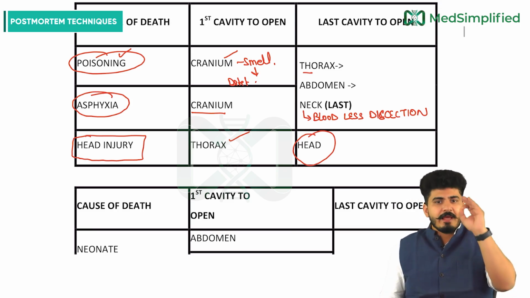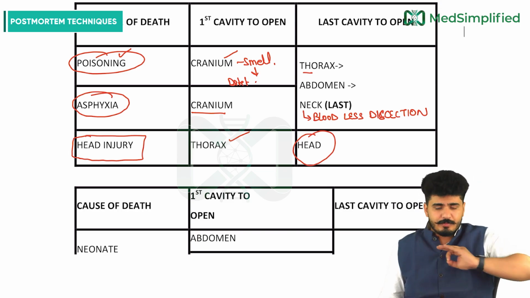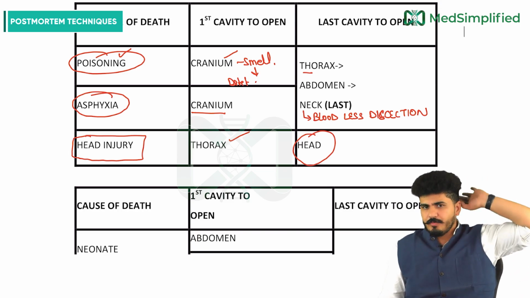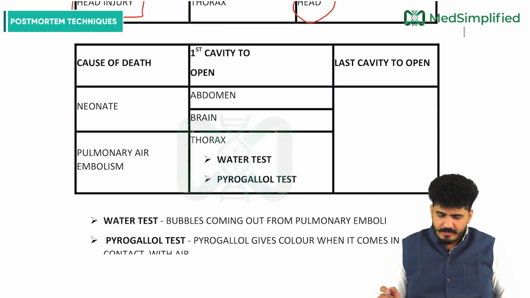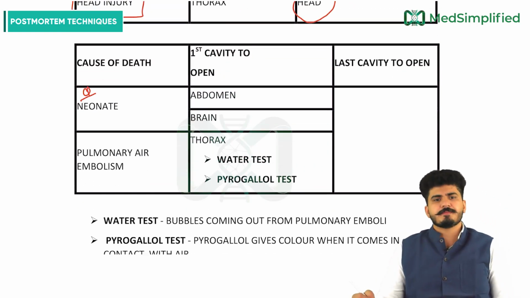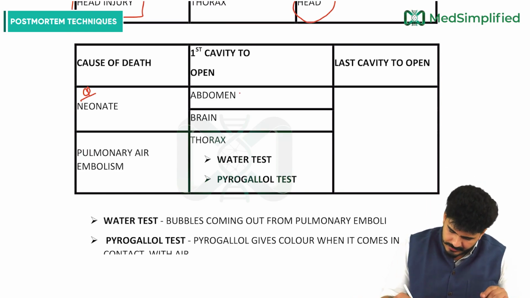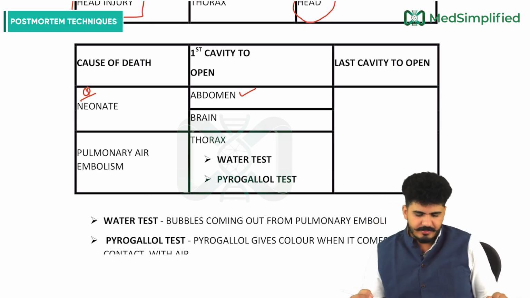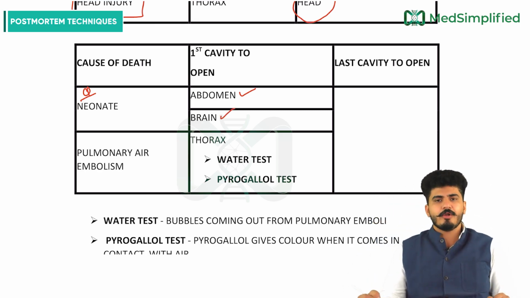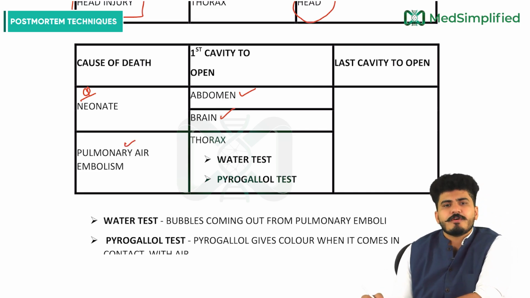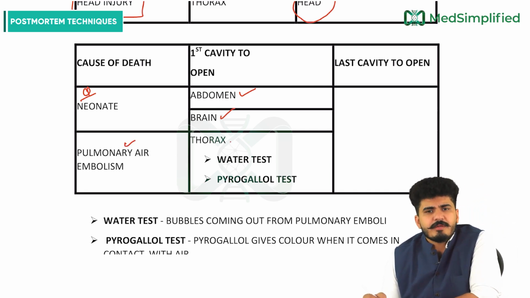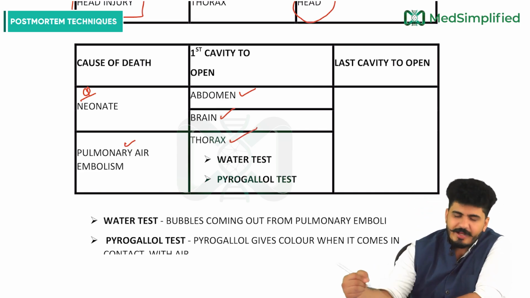If we talk about head injury, the first cavity to be opened would be the thorax, and the last cavity opened would be, what, sir? Your head, my dear friends. Now, coming to the other causes, if a neonate is dying, the first cavity opened would be the abdomen, followed by the brain. And if there is a pulmonary air embolism, the first cavity to be opened would be the thorax.